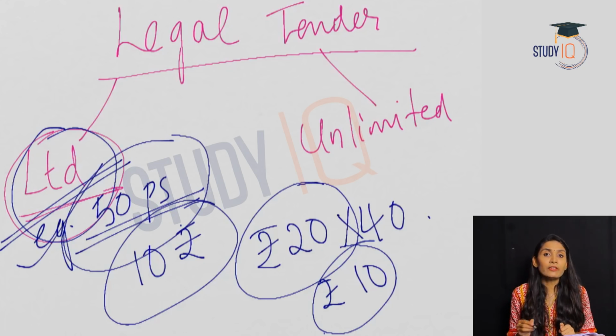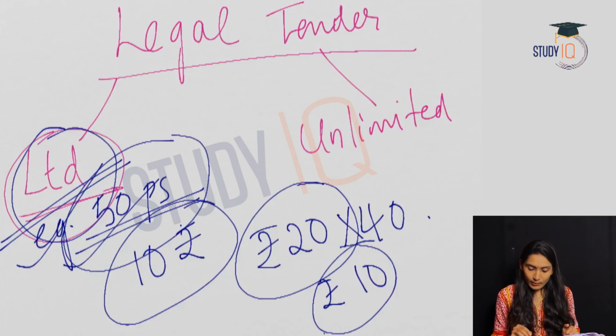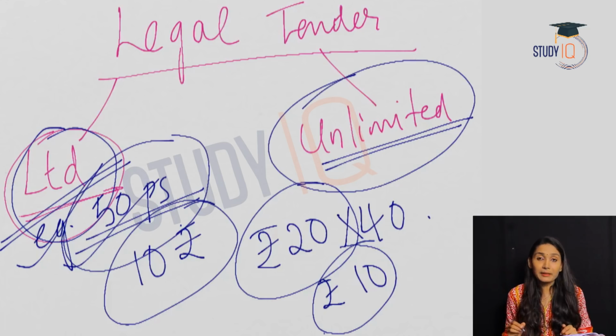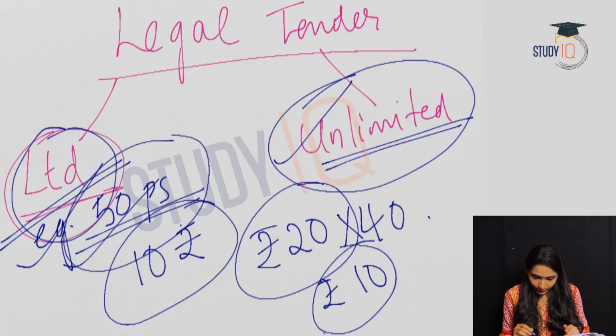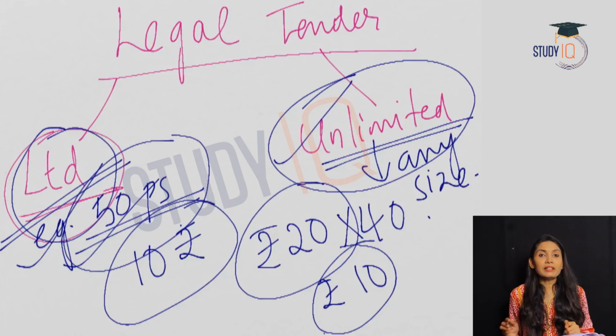That is the case of limited legal tender, which means up to a limit it is a legal tender, and after that particular limit it does not become a legal tender. So an example is 50 paise coins. And what about unlimited legal tender? Unlimited legal tender is offered for payment of dues of any size. Any size. For example, a 10 rupee note.